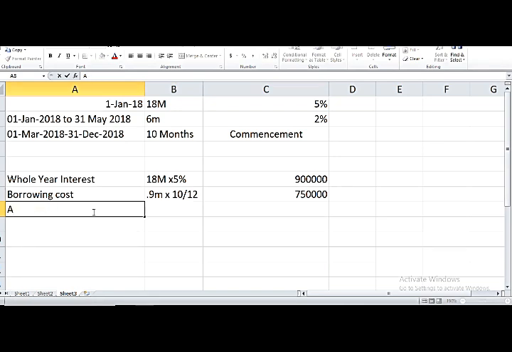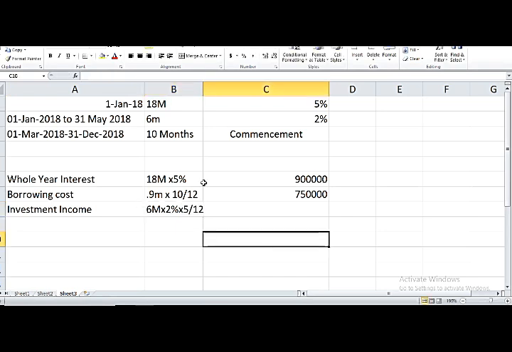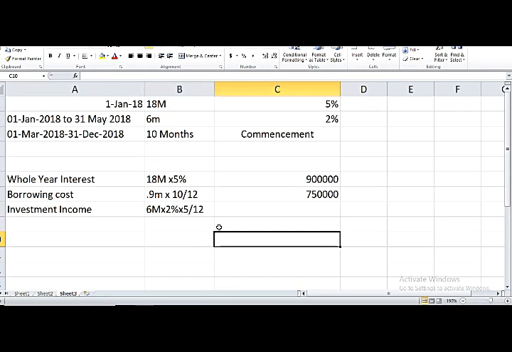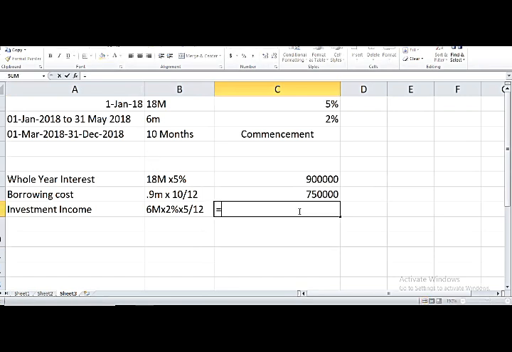But how much is the allowed borrowing cost? I write over here investment income. Investment income is 6 million multiplied by 2% and multiplied by 5 divided by 12, because it was invested from 1st January till 31st May. So investment income will be 60,000: 6 million multiplied by 0.02 and multiplied by 5 divided by 12.